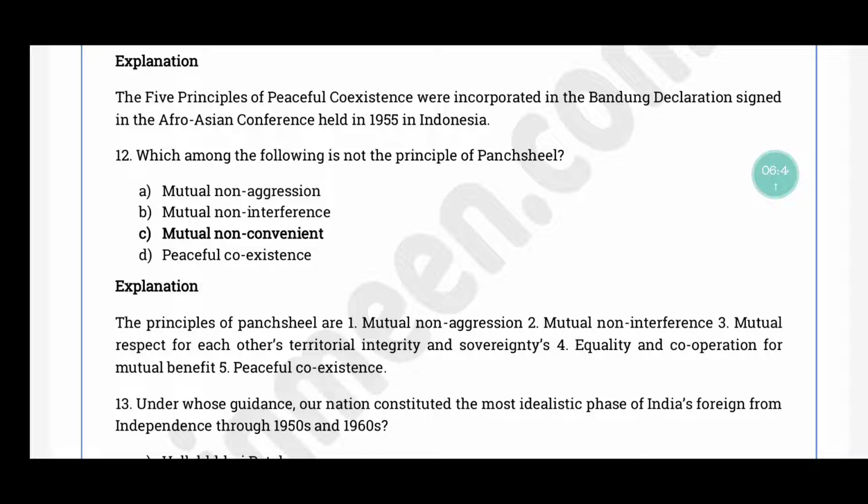Question number 12. Which among the following is not the principle of Panchasheel? The correct answer is option C, mutual non-convenient. பஞ்சசீலோட பிரின்சிபல்ஸ் mutual non-aggression, mutual non-interference, mutual respect for each other's territorial integrity and sovereignty, equality and cooperation for mutual benefit, peaceful coexistence.